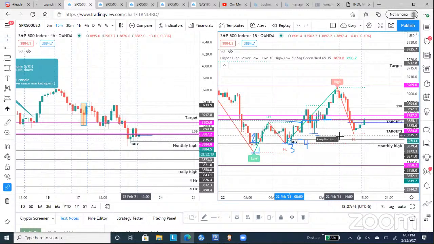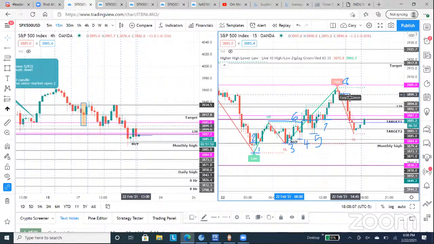5, 6. Nope, hang on. This would have been 6 right here. 7. And then you would have had 8 for the reverse here to take it back down right here, right?